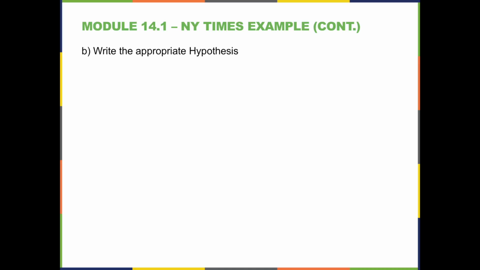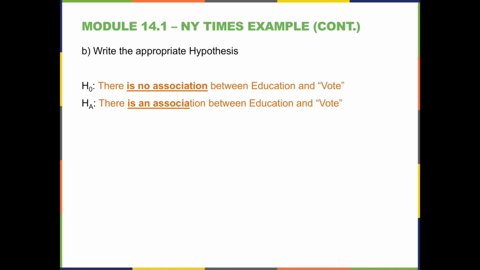The way to write the hypothesis is talking about the association. So my null hypothesis would be that there is no association between education and vote. That whatever relationship, whatever differences I saw in my sample is just due to randomness of the sampling method and not actually due to there being a cause and effect relationship or even just an association between the variables. Alternatively, my alternative hypothesis is that there is an association between education and vote.